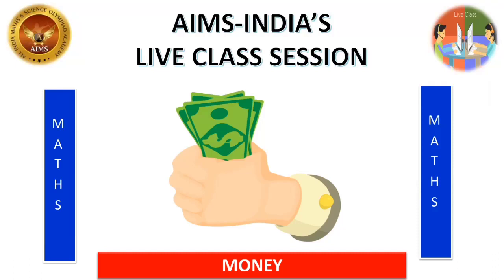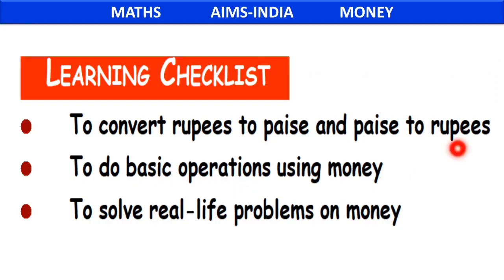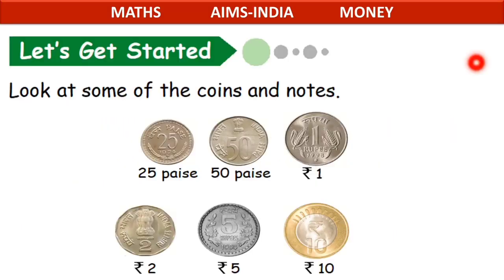So in today's class we are starting our new chapter, that is money. Okay, now what is our learning checklist for the chapter money? We learn how to convert rupees to paise and paise to rupees. And we'll also learn how to do basic operations using money and also to solve real life problems on money. Understood, children? First, let us look at some of the coins and notes.